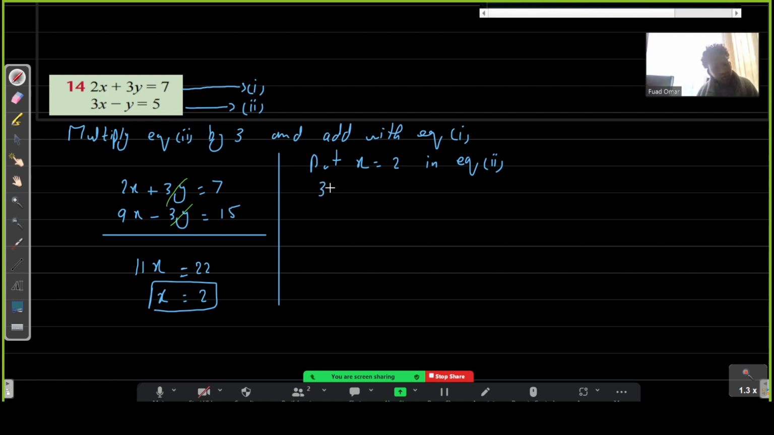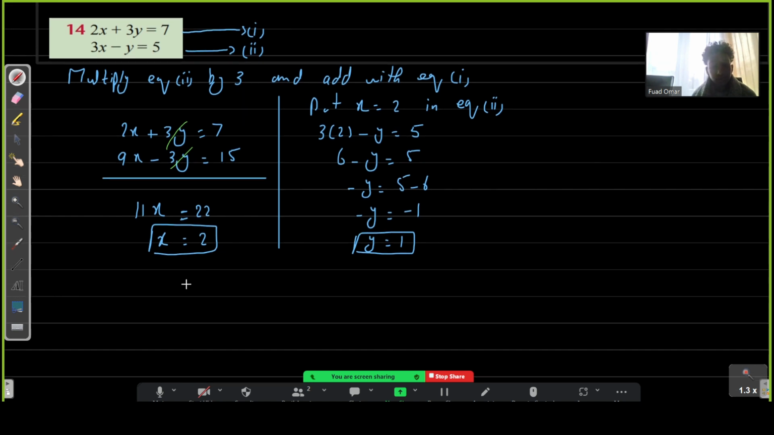So 3 times 2 minus y is equal to 5. 3 times 2 is 6 minus y is equal to 5. So minus y is equal to 5 minus 6. So minus y is equal to minus 1. It means y is equal to 1, which is the solution of these simultaneous linear equations. So we can say the solution of xy is the point 2, 1.